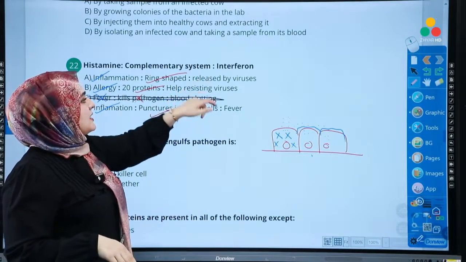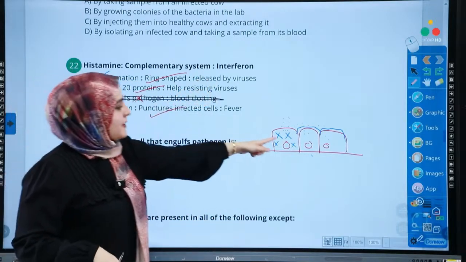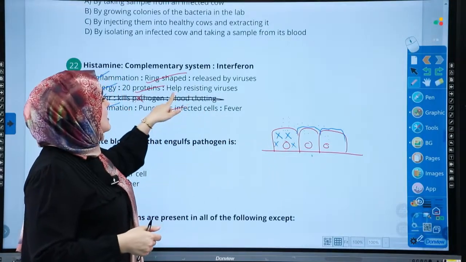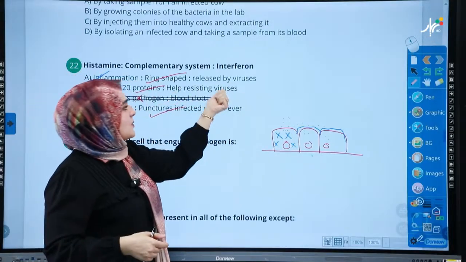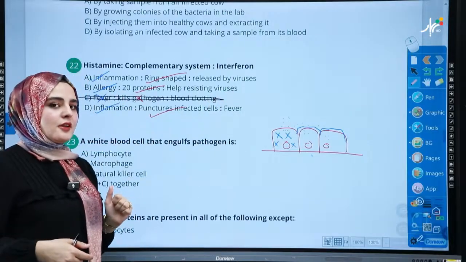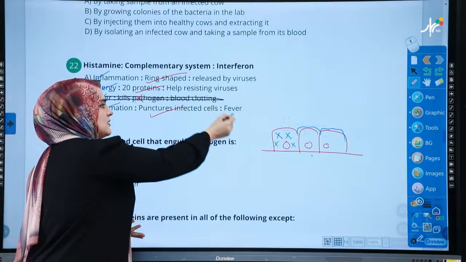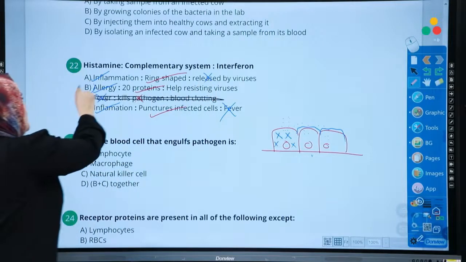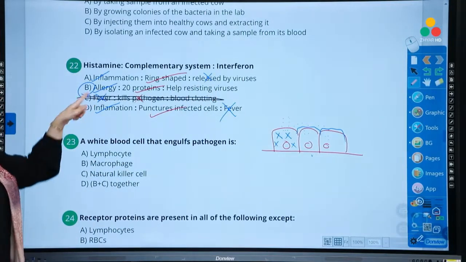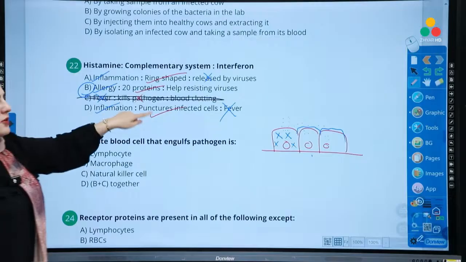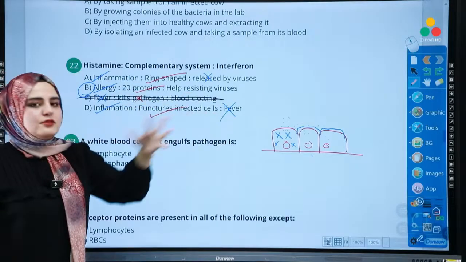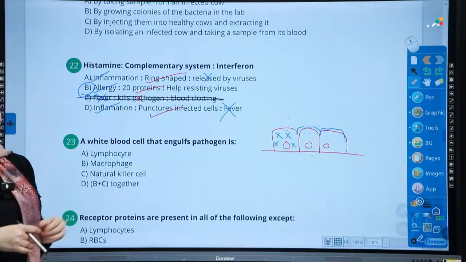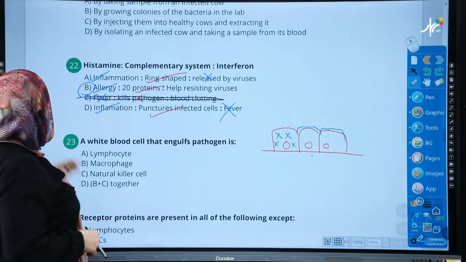So interferon is not released by the virus, but by the body cells of our own body to help other cells resist the viral infection. And it doesn't cause any fever. So our answer is B. Elimination, checking your knowledge, trying to bring back the summary of what you've learned, even if it's through a drawing, is going to help you.